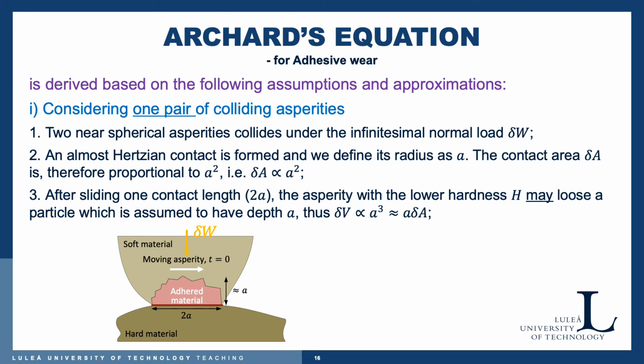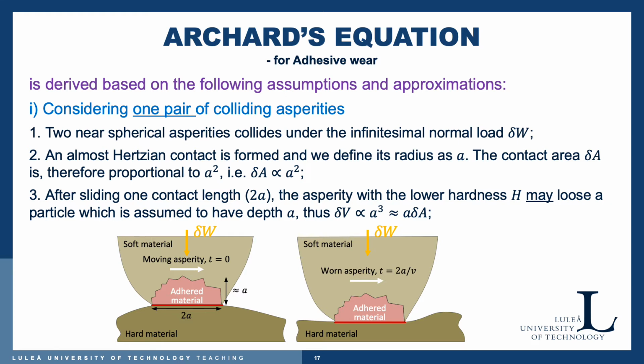So after sliding one contact length 2a, the asperity with the lower hardness, the upper one in this case, may lose a particle, and we assume that that particle has a depth a. If we assume that, we're going to get a volume delta V proportional to a cubed, so a semi-spherical volume. And actually, if we like, we can express this in terms of the area as a times the area, approximately. Now this is not a spherical one, that would be a cylindrical slab of volume.